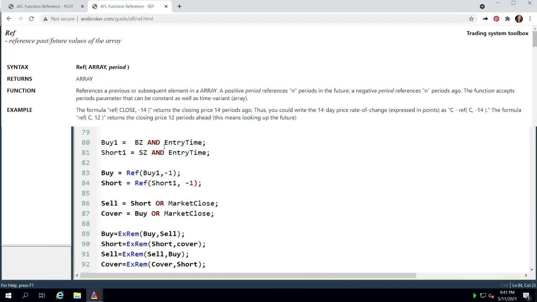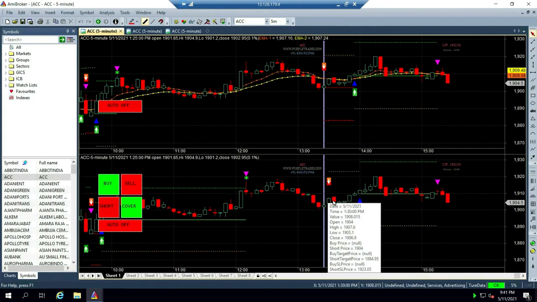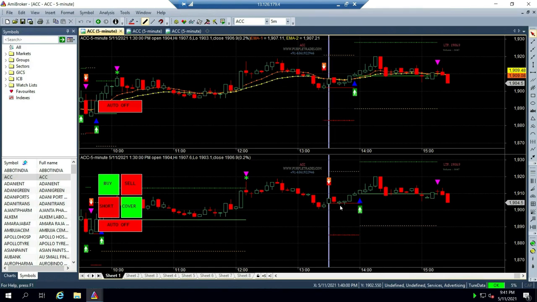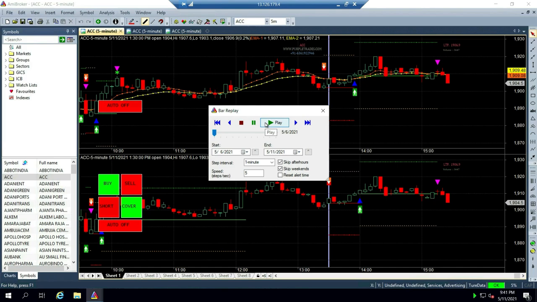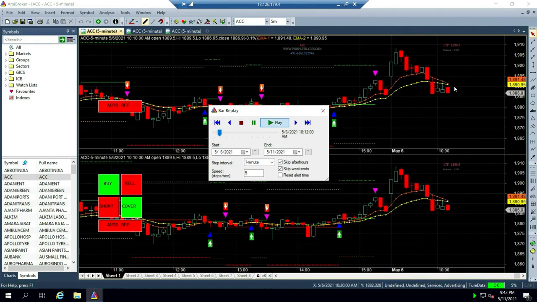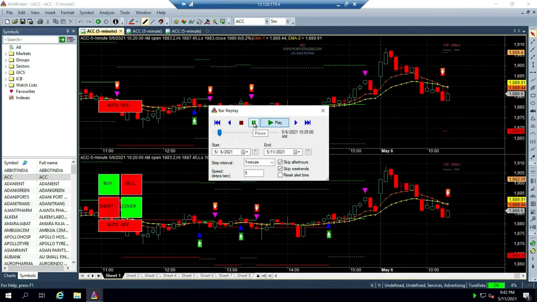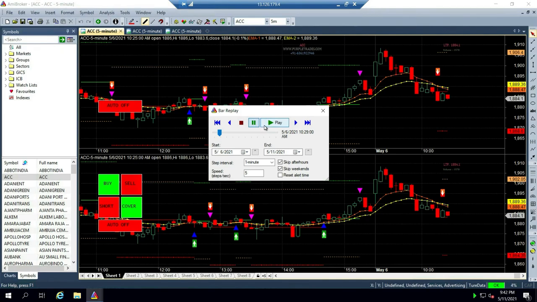To learn more about the Ref function, you can check out the documentation of the AFL editor. Alright, so we have now shifted our logic by 1 candle, and now let us see whether the repainting issue is resolved or not by comparing both the AFLs in bar replay. Going back to the bar replay, playing again, you can see moving average values are going similarly, but the crossover is coming a little late.